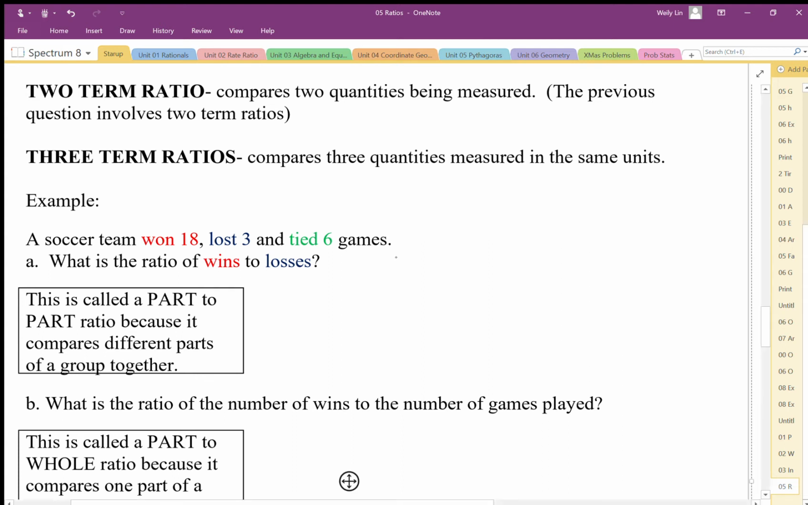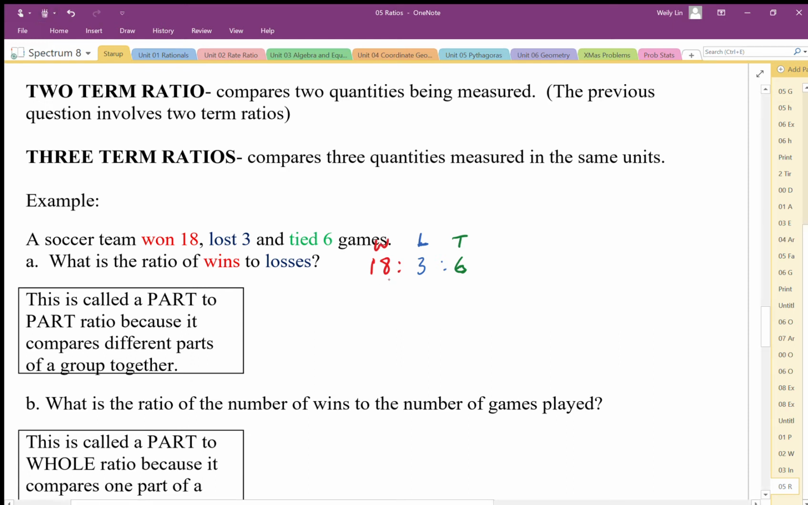We have wins. Our wins is going to be 18 wins compared to 3 losses compared to 6 ties. So it's 18 to 3 to 6. This is our win, loss, tie. So this is our losses here, sorry. This one's our ties. It is important to keep track of what parts relate to what. So this is our win, loss, tie.